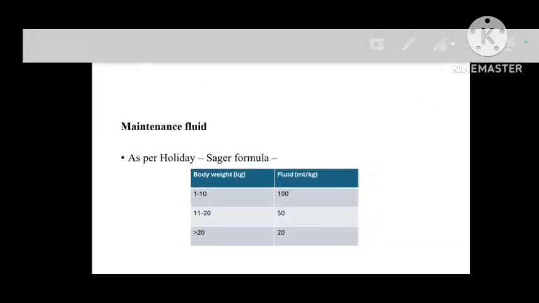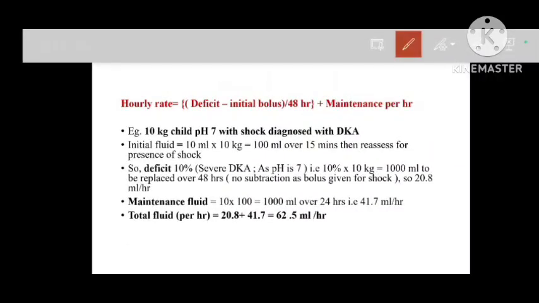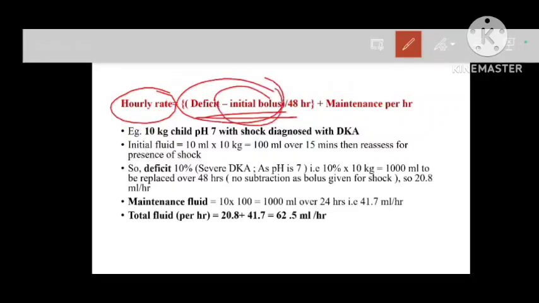For the maintenance fluid, we will give maintenance fluid as per the Holliday-Segar formula. You know already. For the first 10 kg, we will give 100 ml per kg, then 50, then 20. Now, the calculation main part. Hourly rate will be deficit minus the initial bolus in case of a non-shock patient, divided by 48 hours, plus maintenance per hour.